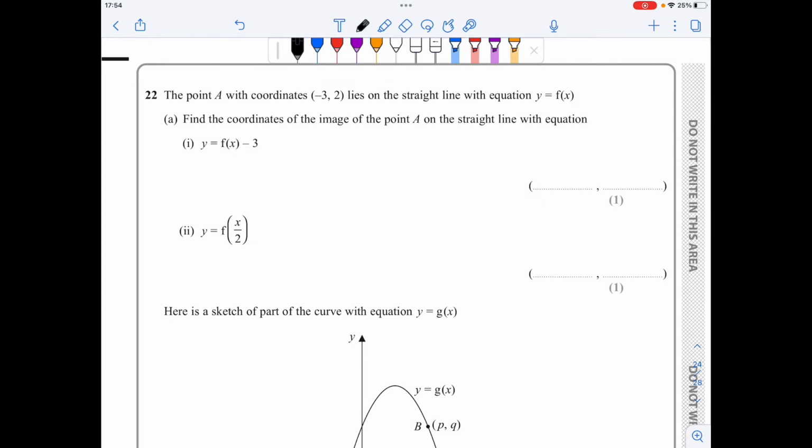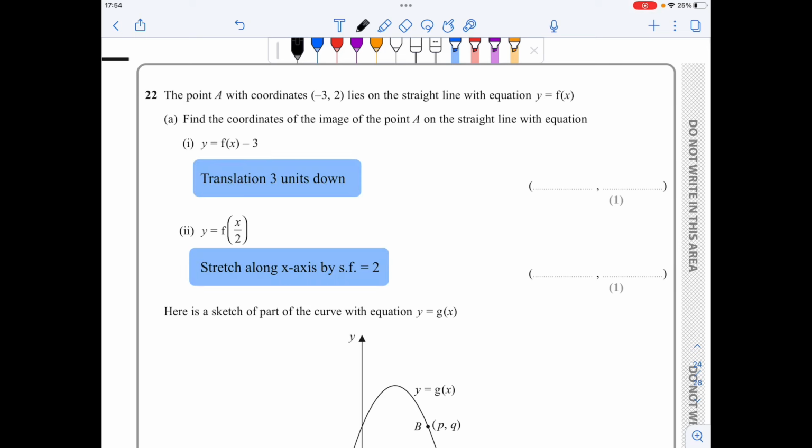For question 22, part A, I have point A with coordinates minus 3, 2. I need to find the image under the following transformations. Now the first one is a translation by 3 units down, and the second one is a stretch along the x-axis by a scale factor of 2.